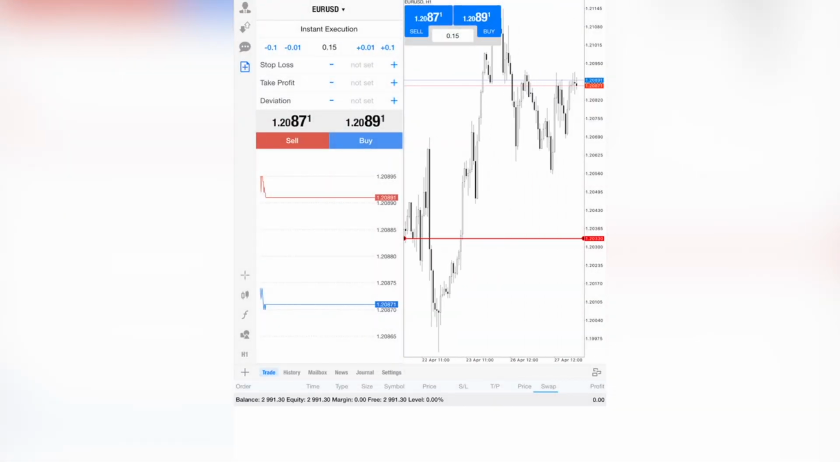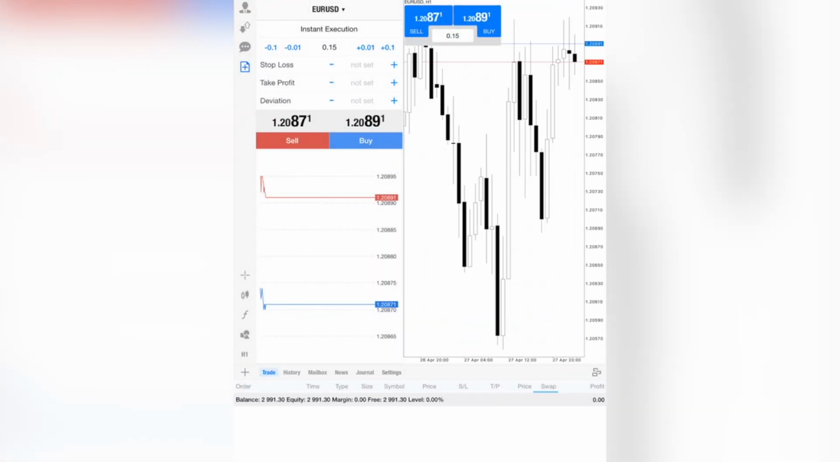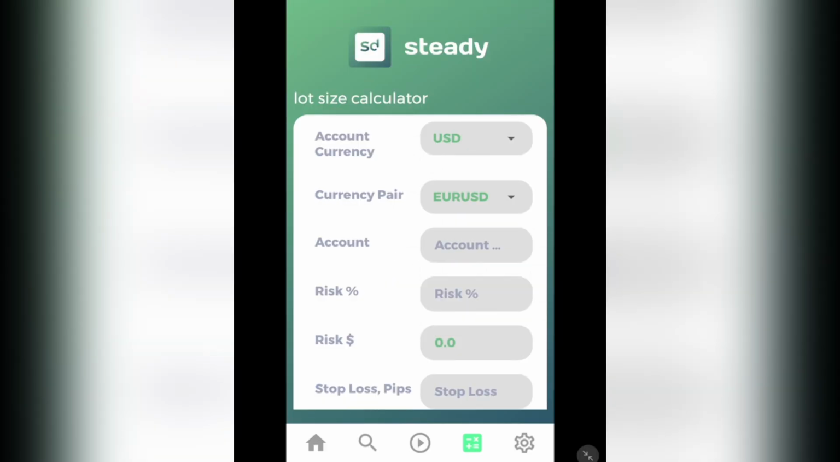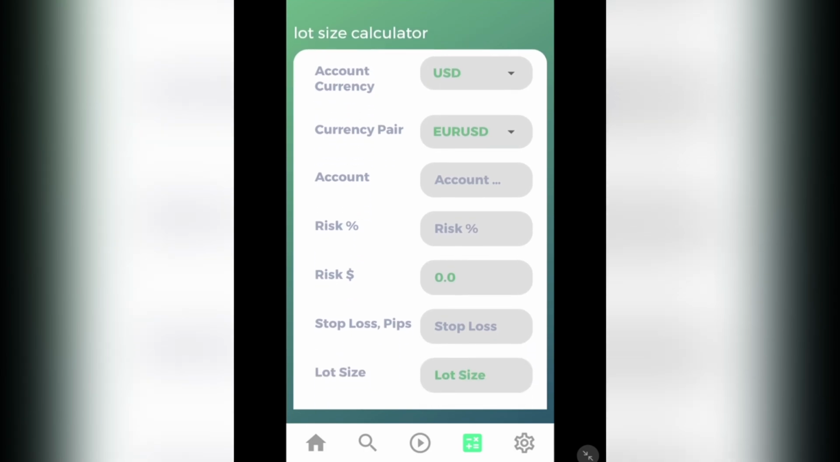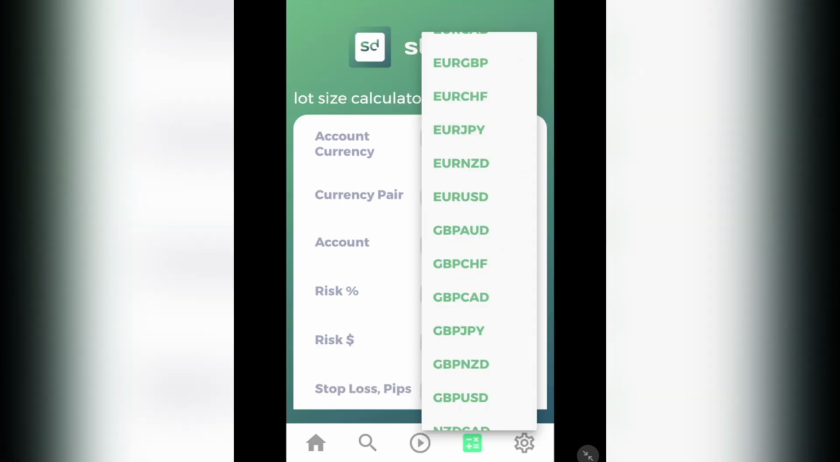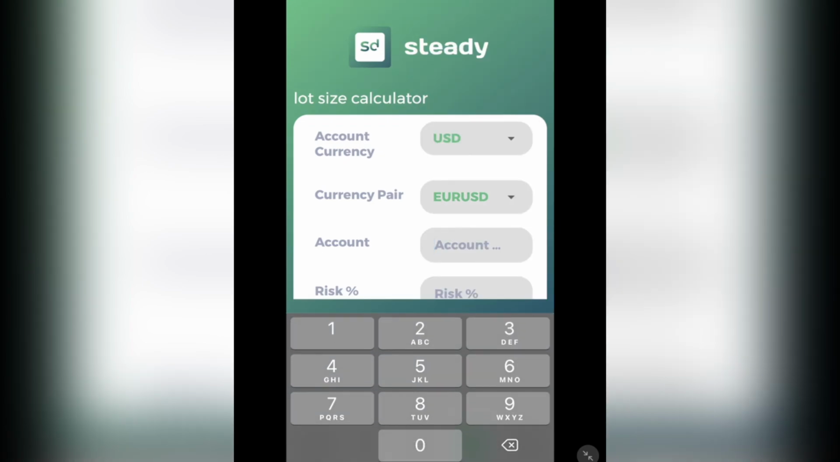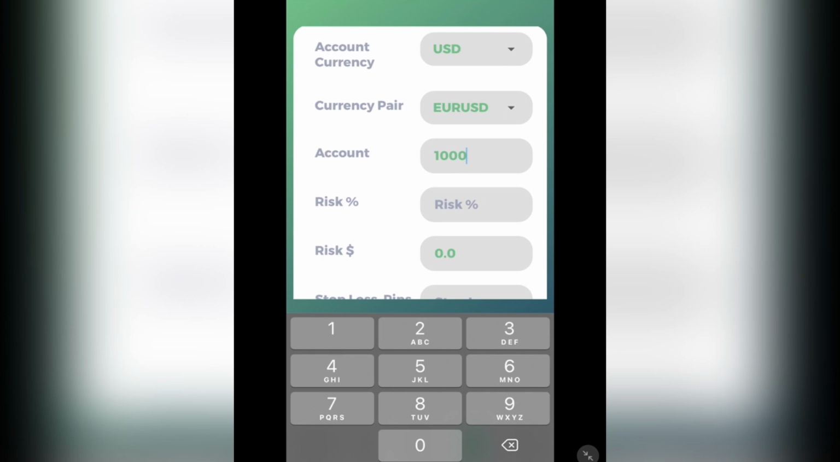The next thing I want to get into is what lot size you should be using. The cool thing about our Steady app is there's actually a risk calculator to understand how much you're risking per trade. First things first, you want to select the currency pair that the signal was sent out on. So Euro USD, type your account size.